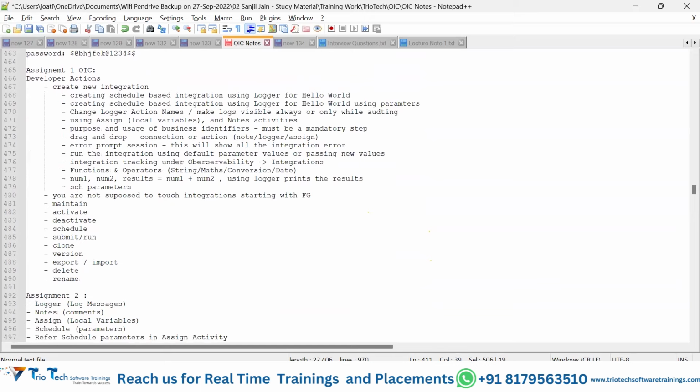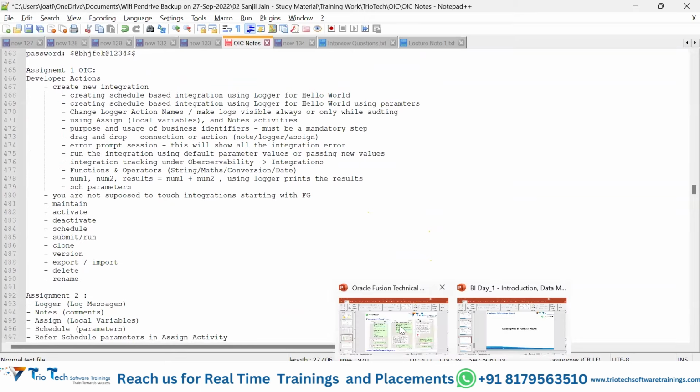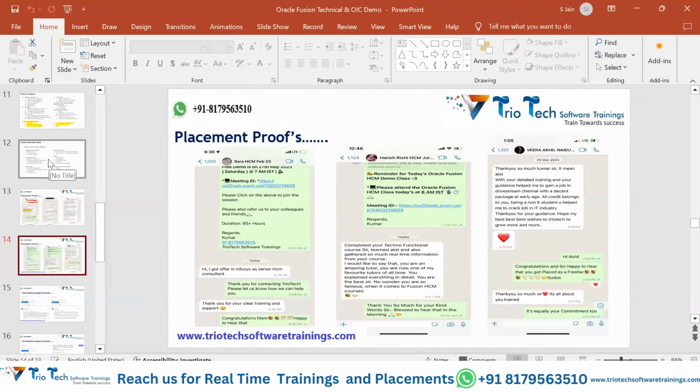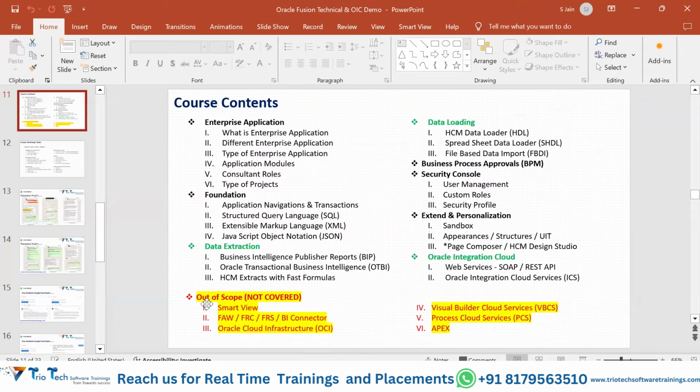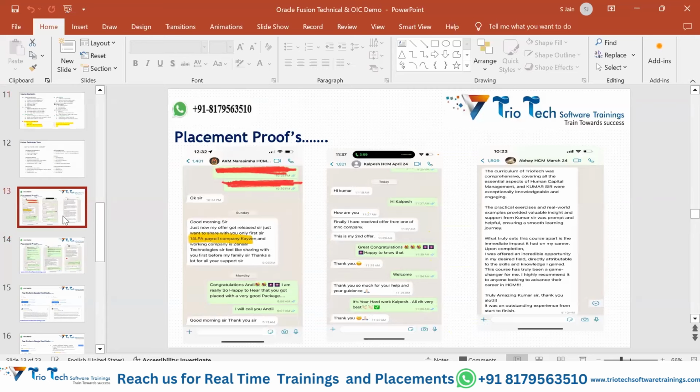Apart from that, what I would like to highlight is that in Fusion Technical, these are the things that we will be discussing. There are specific things that we are not covering. If you have any doubts, please refer. Other than the course material that we have planned, we are not covering these. These are the areas. And just for reference, as we said, we are assisting and have been collaborating with multiple multinational companies.